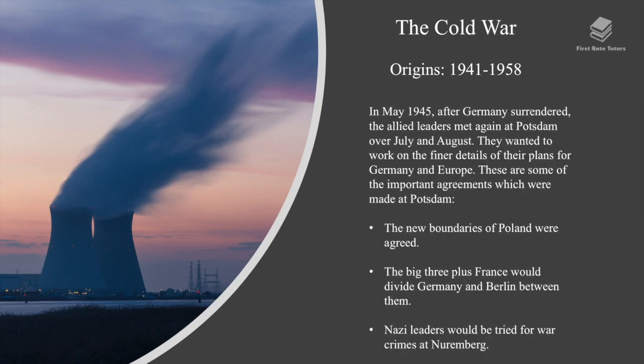In May 1945, after Germany surrendered, the Allied leaders met again at Potsdam over July and August. They wanted to work on the finer details of their plans for Germany and the rest of Europe. These are some of the important agreements which were made at Potsdam. The new boundaries of Poland were agreed. The Big Three plus France would divide Germany and Berlin between them. Nazi leaders would be tried for war crimes at Nuremberg.